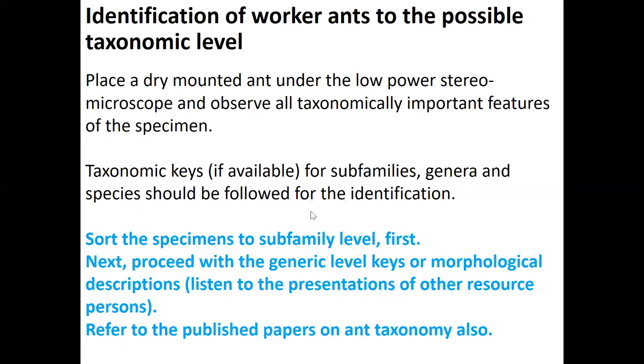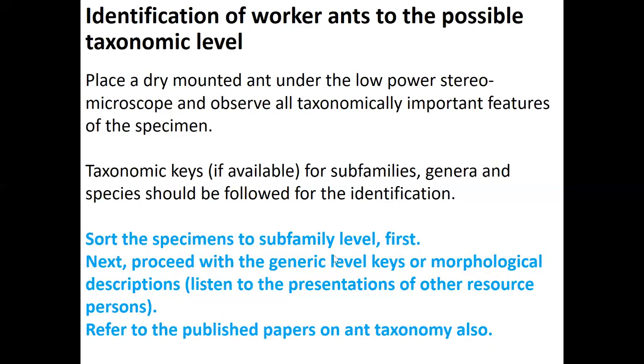Nowadays, when I started ant research, there were no such keys, very few were available until 1999. But nowadays you are lucky, if you want to refer to some taxonomic keys, they are available, but not that much again. There are keys available for the Indian continent, Asia region, and also global level, but not for all subfamilies, not for all genera, and not for all species.